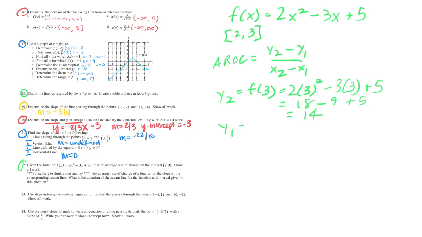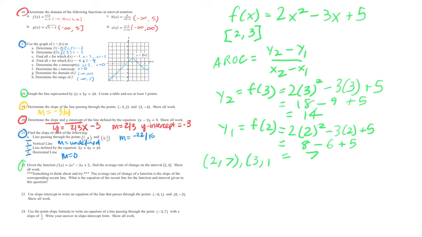And our y1 is going to be when we plug in 2 for x. 2 times 2 squared minus 3 times 2 plus 5. It's going to leave us with 8 minus 6 plus 5. 8 minus 6 is 2, plus 5 gives us 7. So if we write this as coordinates, one point is (2, 7) and another one is (3, 14), right?